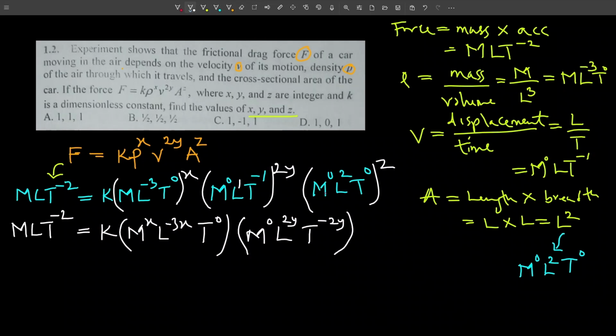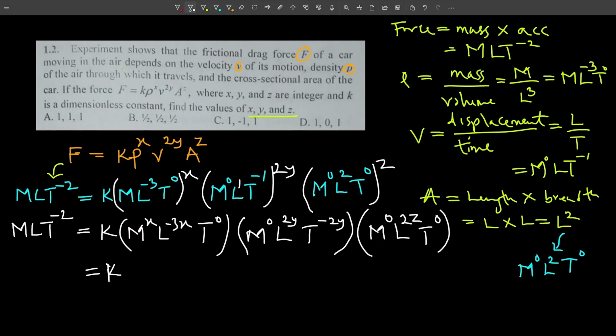Next, we have this. Z multiplies everything just like what we did here. So 0 times z is going to give me m raised to the power 0, no change. L raised to the power 2 times z, 2 times z will give me 2z. So this is going to give me L raised to the power 2z and t raised to the power 0. Simplifying the right-hand side, we have K.